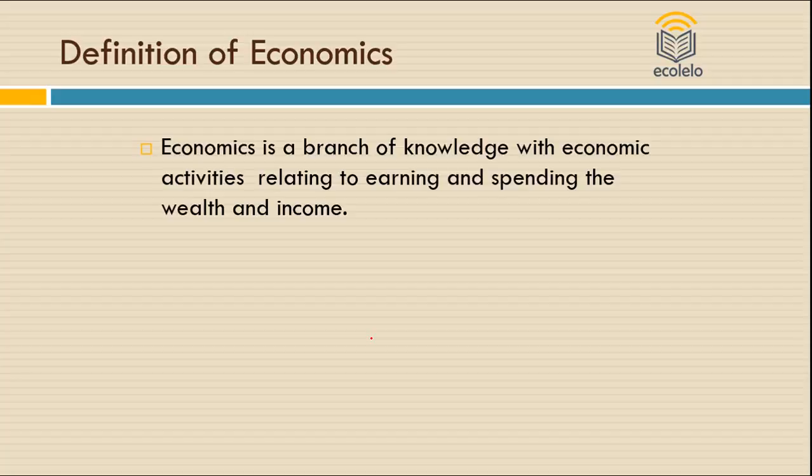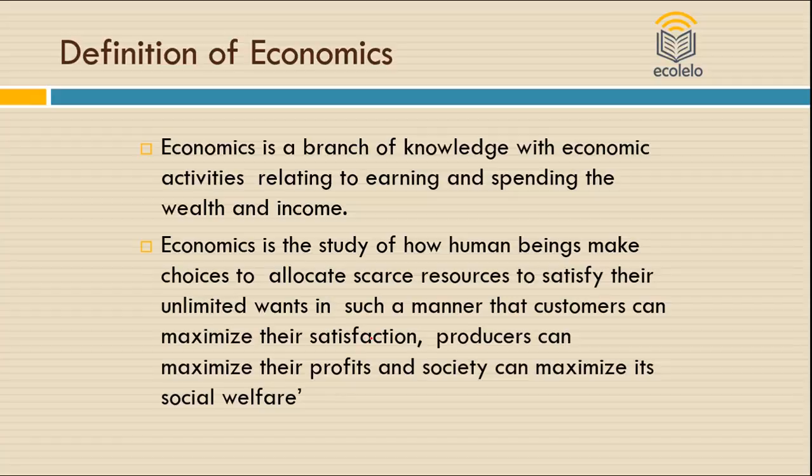It's a branch of knowledge with economic activities relating to earning and spending the wealth and income. So this is just a basic way. Next, it is the study of how human beings make choices to allocate scarce resources to satisfy their unlimited wants in such a manner that customers can maximize their satisfaction, producers can maximize their profits, and society can maximize its social welfare. Now, this definition seems to be quite lengthy, but you can just break it into two. So just read it till here.